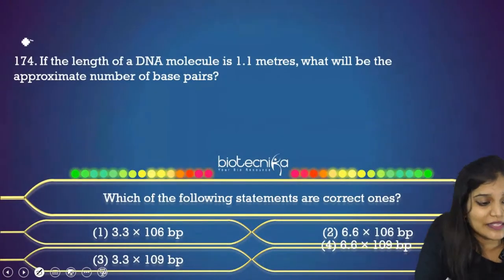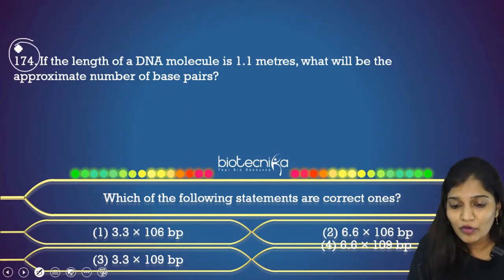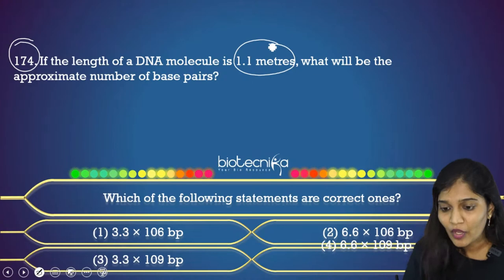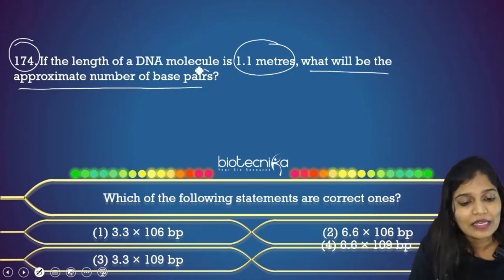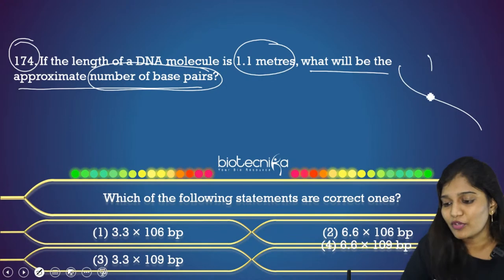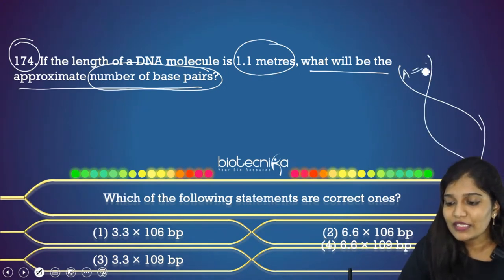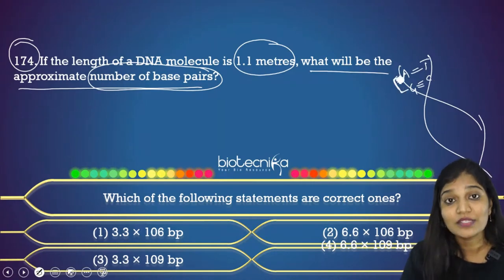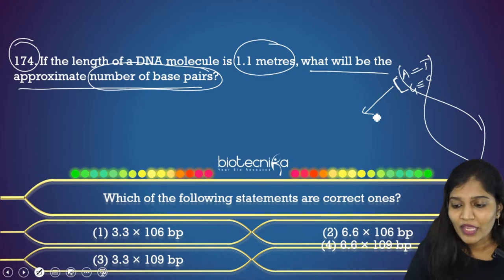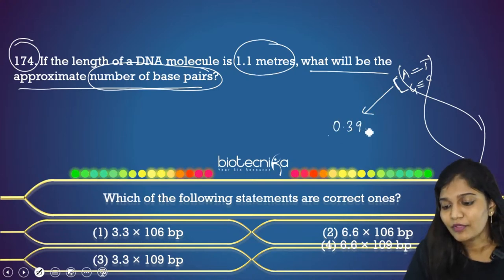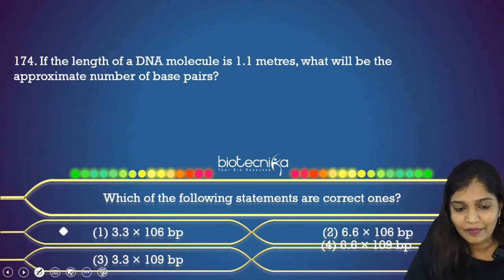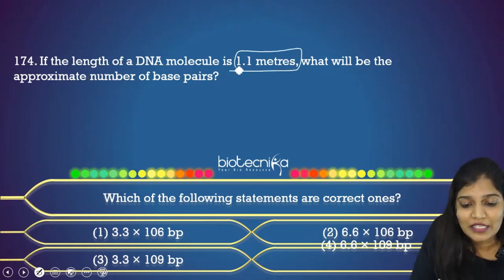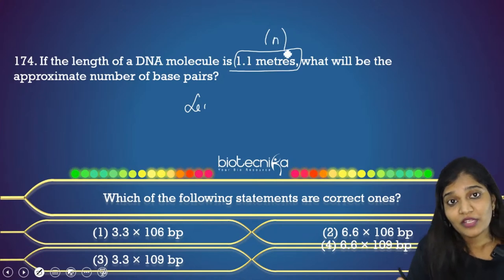The next question, 174. If the length of the DNA molecule is 1.1 meters, what will be the approximate number of bases? Suppose we have to talk about the DNA, which has A, T, G, and let me consider C. The distance between these 2 consecutive base pairs, we already know, it is going to be 0.34. Let's make it like this and then we'll go into detail. And we know about the length of the DNA. They have given a haploid set, very important. If they had given the length of the DNA as 2.2, then definitely it would be a diploid set.